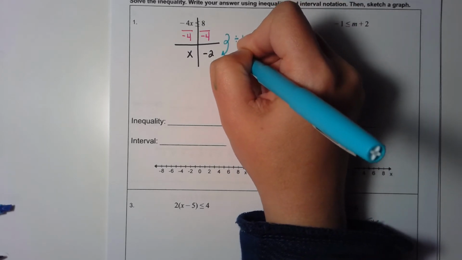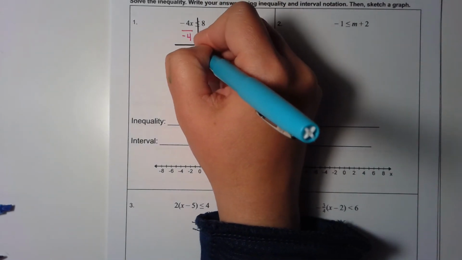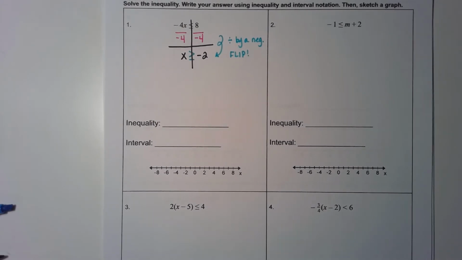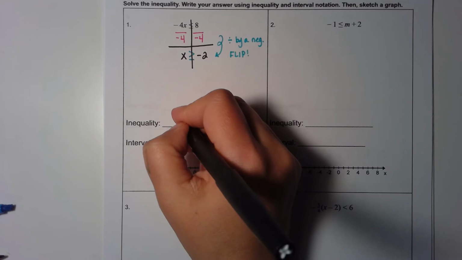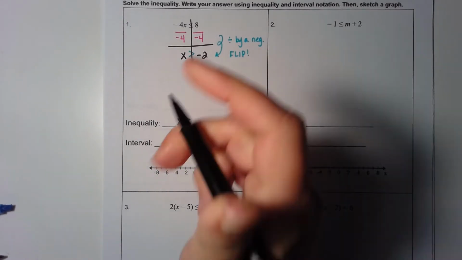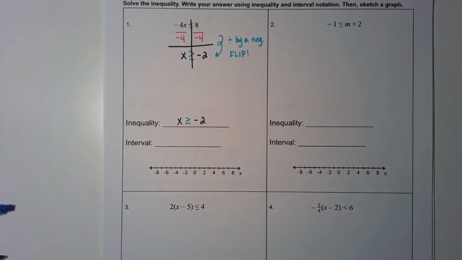Therefore, I need to flip the symbol. So instead of less than or equal to, my solution is going to be greater than or equal to. So on my inequality line here for my solution, I'm going to write x is greater than or equal to -2.